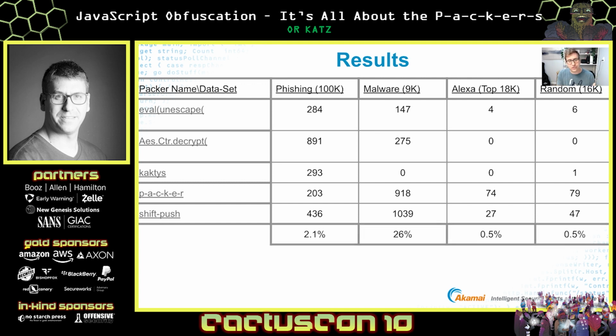Which is the detection rate. You can see the phishing is 2.1, which, as I mentioned, is a bit dirty kind of data set, not clean enough, not curated enough, but there was detection as well.